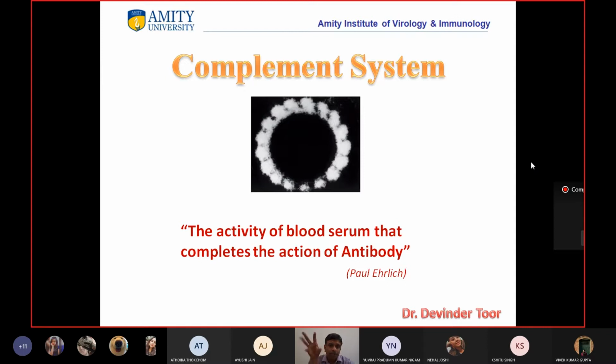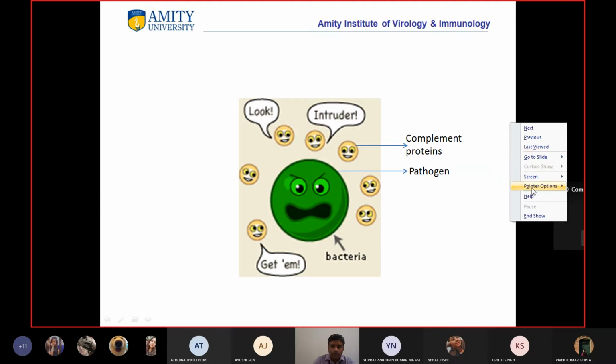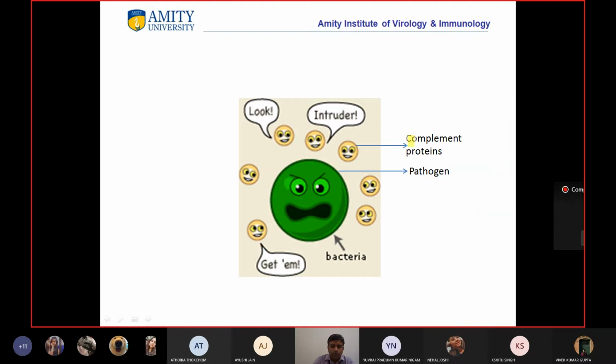The antibody's job is to bind, but this complement system will complete the action of antibody. That is, it will kill the pathogen. So just see here, what happens in our body? We have a lot of complement proteins, and you will realize in the next few classes that there are a lot of different types of complement proteins and how they are linked, right?